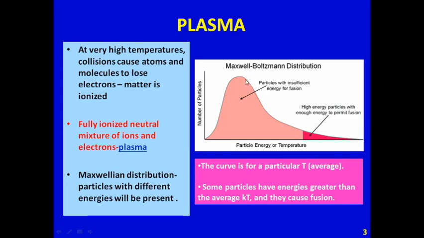That does not mean that all the particles have the same temperature or the same energy. There are particles with lesser energy and particles with higher energy. These particles with higher energy, which are lesser in number, are responsible for nuclear fusion. High energy particles with enough energy to permit fusion are on the right side of this curve. Some particles have energies greater than the average kT, and they actually cause fusion. This is the area where fusion is happening in nature.